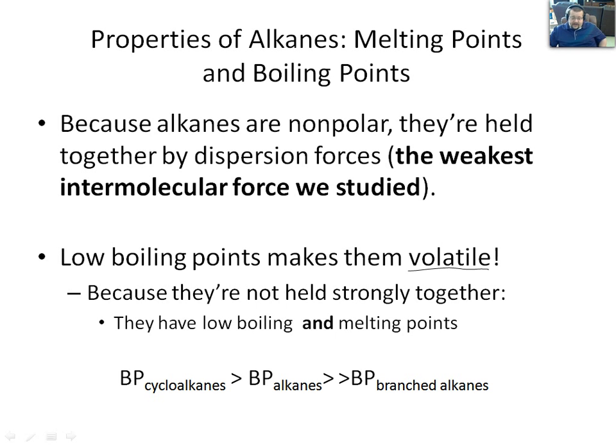Now we have an order here of boiling points from high to low. The cycloalkanes tend to have higher boiling points than the straight chain alkanes. So we can sketch out a ring here being higher than a straight chain, so higher than this, which are going to be higher than something that is branched. Like that you would see below where it's written branched.